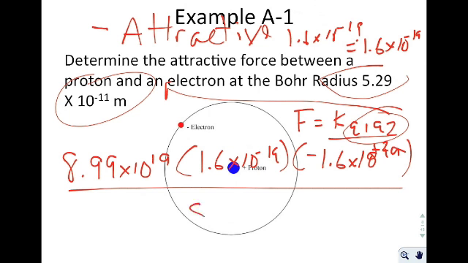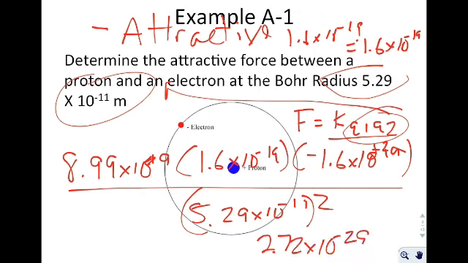Then we would divide this by the radius, which is 5.29 times 10 to the minus 11th squared. So we plug it into our calculator, 8.99, and then you'd use your E button, 9, times 1.6, E negative 19, and then enter, and do it again, and then divide by 5.29, E minus 11, and you have to do that twice, and you end up with a fairly small value. You end up with something like 2.72 times 10 to the minus 29th newtons.